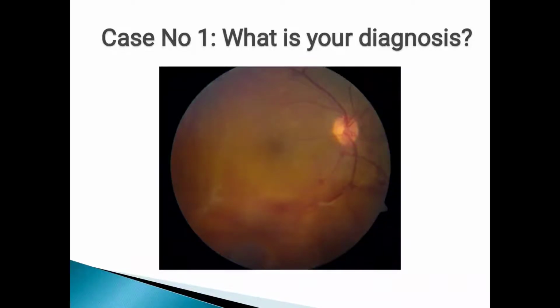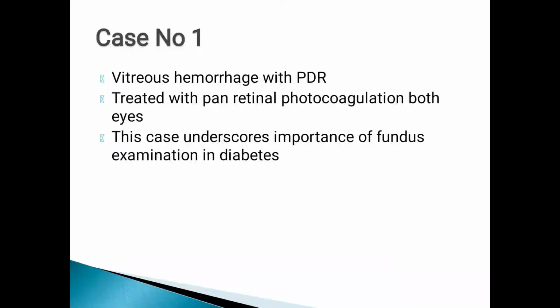This is a fundus photograph in which you can see a hemorrhage in the inferior portion, and this hemorrhage is in front of the retina, that is, in the vitreous cavity. It is a vitreous hemorrhage. This is a typical presentation of proliferative diabetic retinopathy. So the diagnosis is vitreous hemorrhage with proliferative diabetic retinopathy.